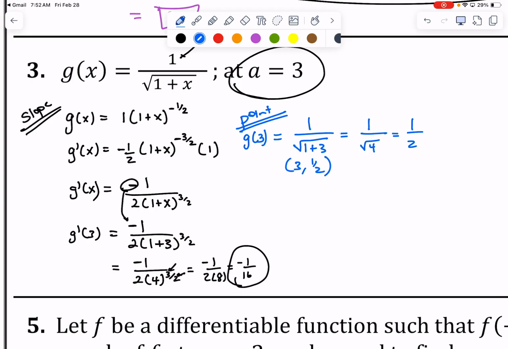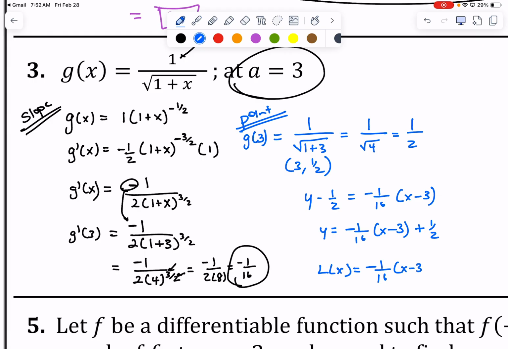So now we can write my equation. It's going to be y minus 1/2 is equal to negative 1/16 times x minus 3. Solve for y. We'll have y equals negative 1/16 times x minus 3 plus 1/2, and then change it to L of x. So L of x is equal to negative 1/16 times x minus 3 plus 1/2. You can change it to L of x as soon as you set it equal to y.